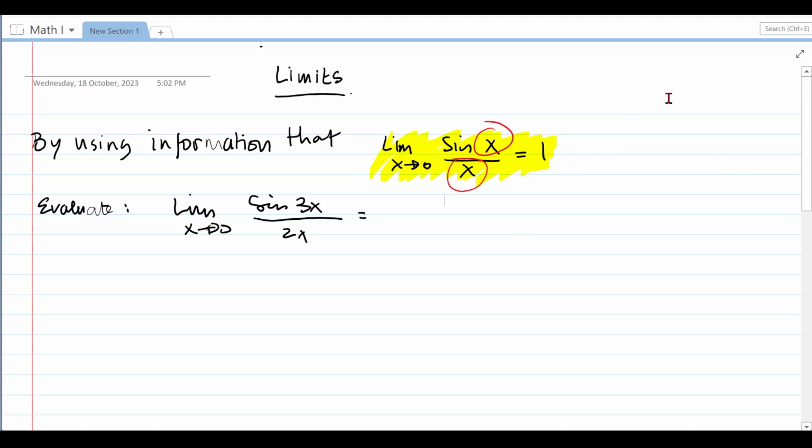So in other words, if this is, let's say, sin 2x, then the denominator must also be 2x. Then the limit as x approaching 0 will also equal 1 according to this information. So let's go into the problem that we have. We have to evaluate the limit of sin 3x over 2x. In this case, we have 3x on the top and 2x on the bottom.